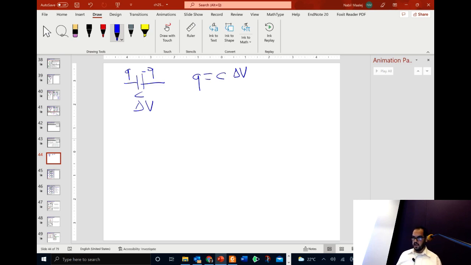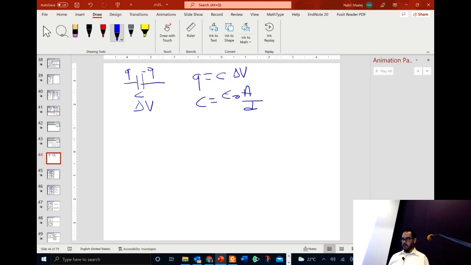We also determined that the capacitance of a parallel plate capacitor with area A and distance D is C equals epsilon 0 A over D. We also did the equations for spherical and cylindrical capacitors. I don't remember those, don't memorize them, but you can always derive them.